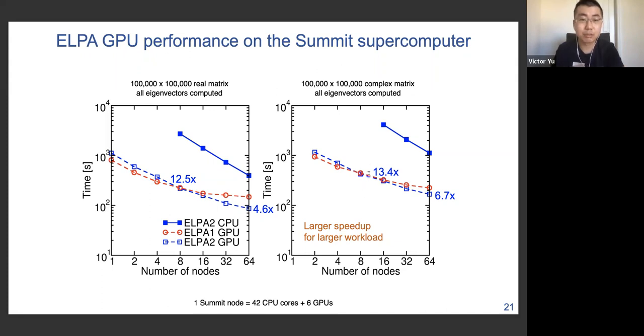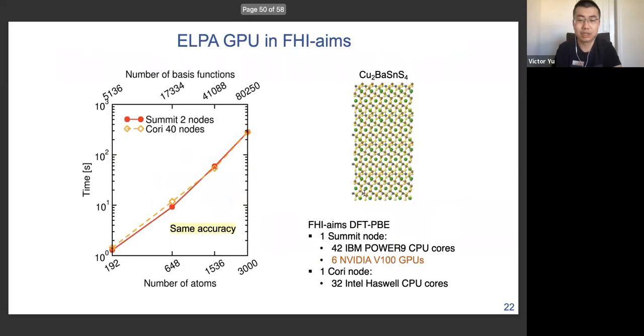So this speedup can also be observed in FHI-aims. This is an example of a PBE simulation. This plot compares the performance of the ELPA solver on 2 Summit nodes only, and on the Cori supercomputer 40 CPU-only nodes. Basically, the performance on 2 Summit nodes more or less matches the performance on 40 CPU nodes, and the accuracy is basically the same. In other words, we are not sacrificing accuracy.